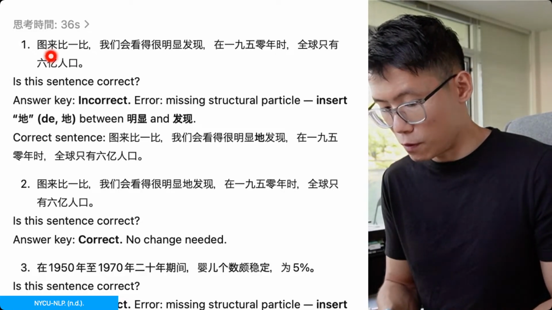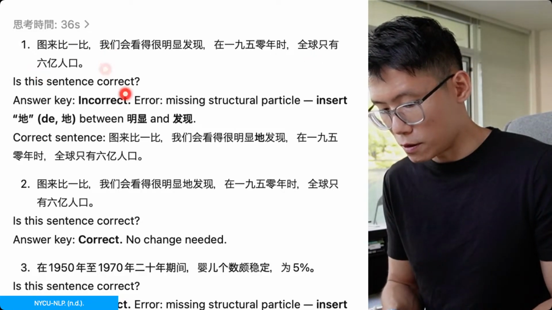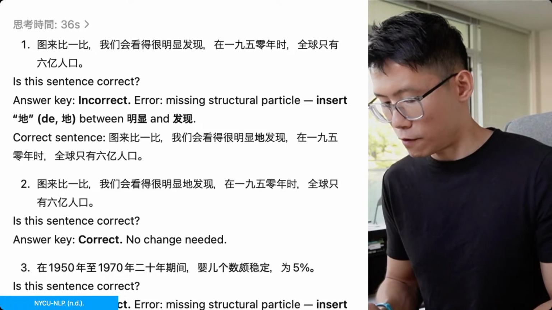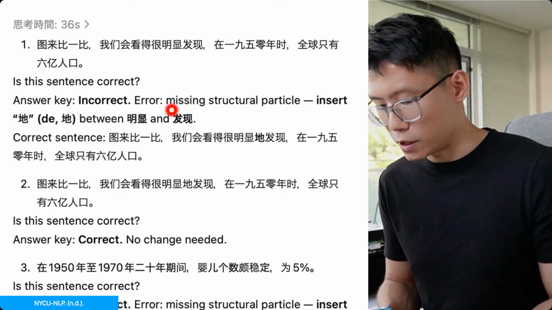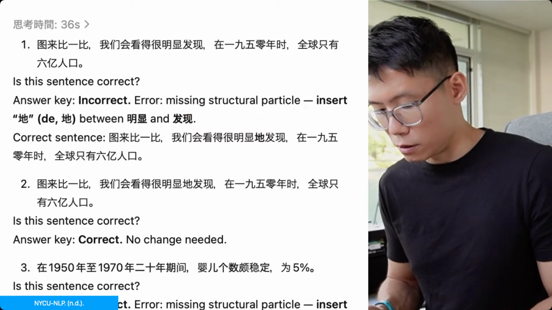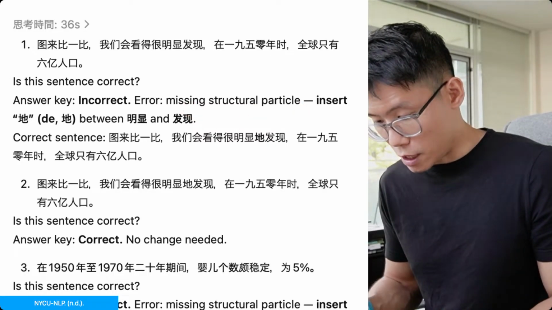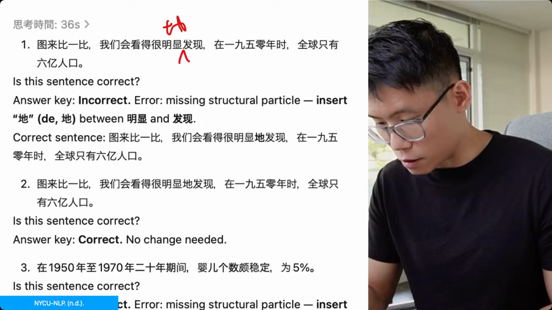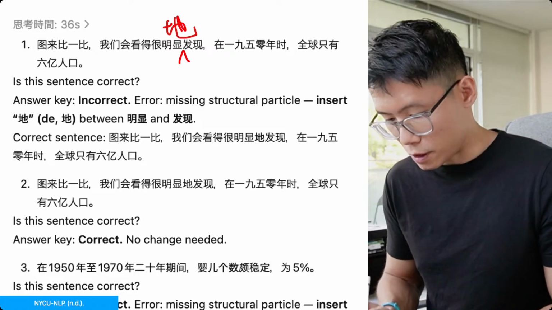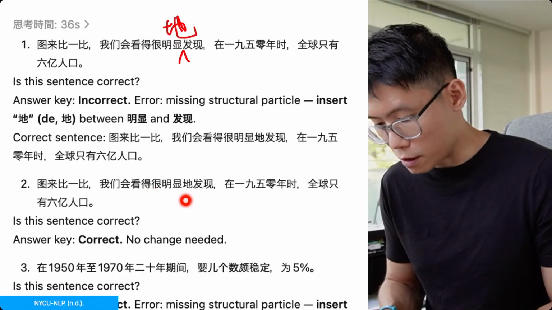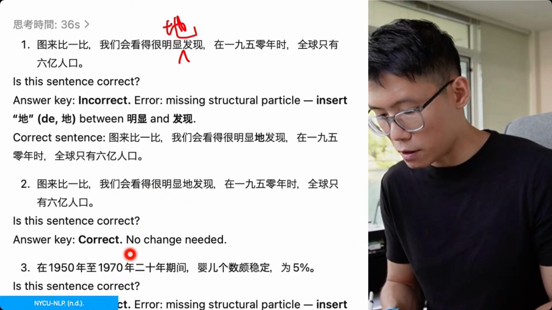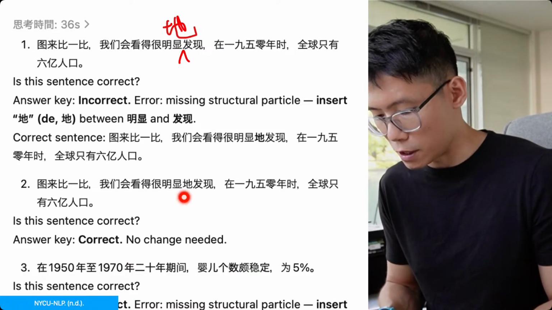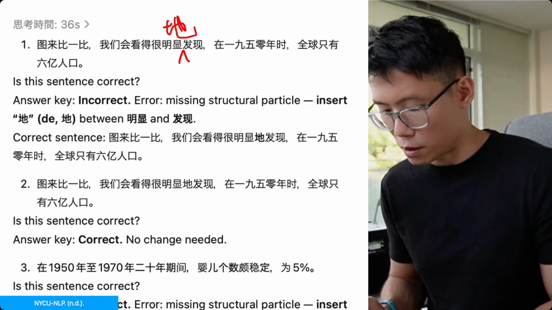It will give you a sentence like this, and it will ask you, is this sentence correct? And then you have to decide, and then you find out that the answer key is that this is incorrect. It's because it's missing the structural particle, and you need to insert a the after 明显. You need to insert a the right here. And the second question is, let's 看图来比一比，我们会看的很明显的发现，在1950年时，全球只有6亿人口。Is this sentence correct? It is correct. No changes needed, right? 我们很明显的发现 because this is already included.